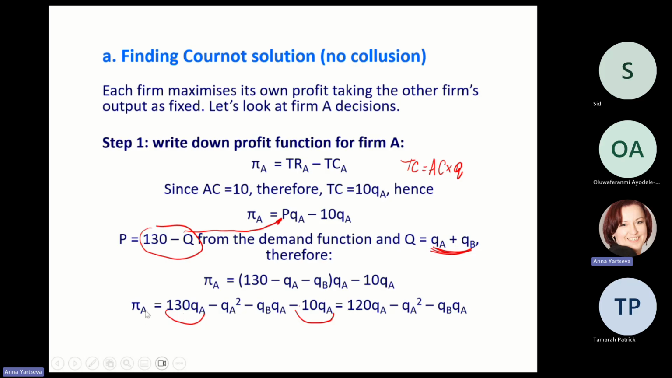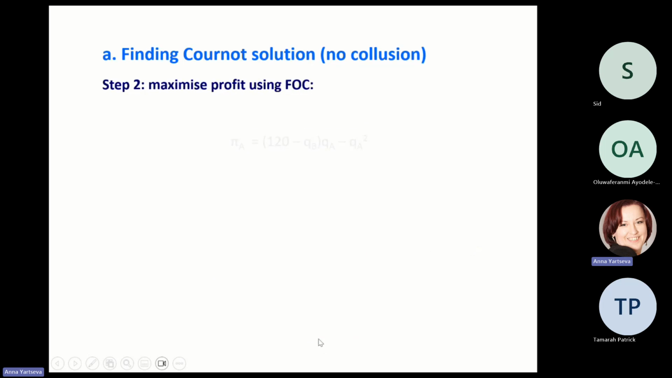As before, you can see that profit for company A depends on their own output, QA, and output produced by rivals, just by construction. We can simplify it somewhat a little bit here if you want to. You don't have to, but you can simplify it as well. Right, so this is our expression for profit from the previous slide. Now we need to maximize it using first order condition. Because our variable of choice is QA, this is our unknown, this is our variable which we can control, we differentiate with respect to QA, right?